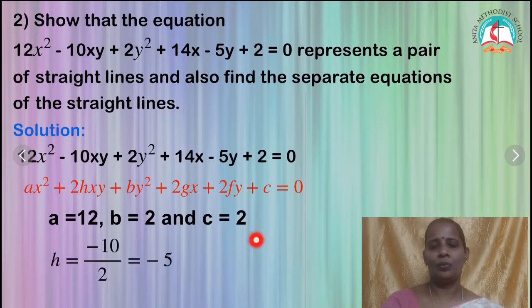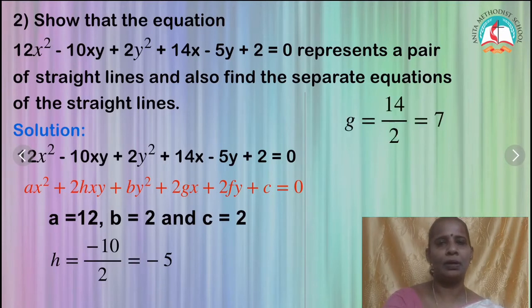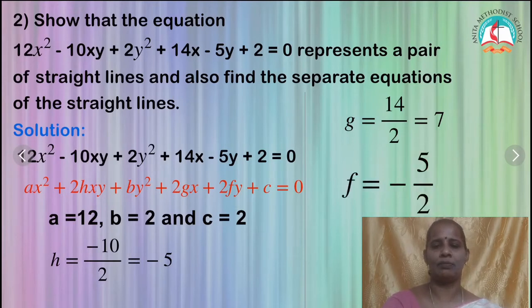Okay, now look at the h value. H is nothing but the xy coefficient by 2. What is the xy coefficient here? Minus 10. So minus 10 by 2 is minus 5. Now what is the value for G? 17. So 17 by 2. And 14 by 2 is equal to 7. Now F is equal to minus 5 here, so I should write minus 5 by 2.